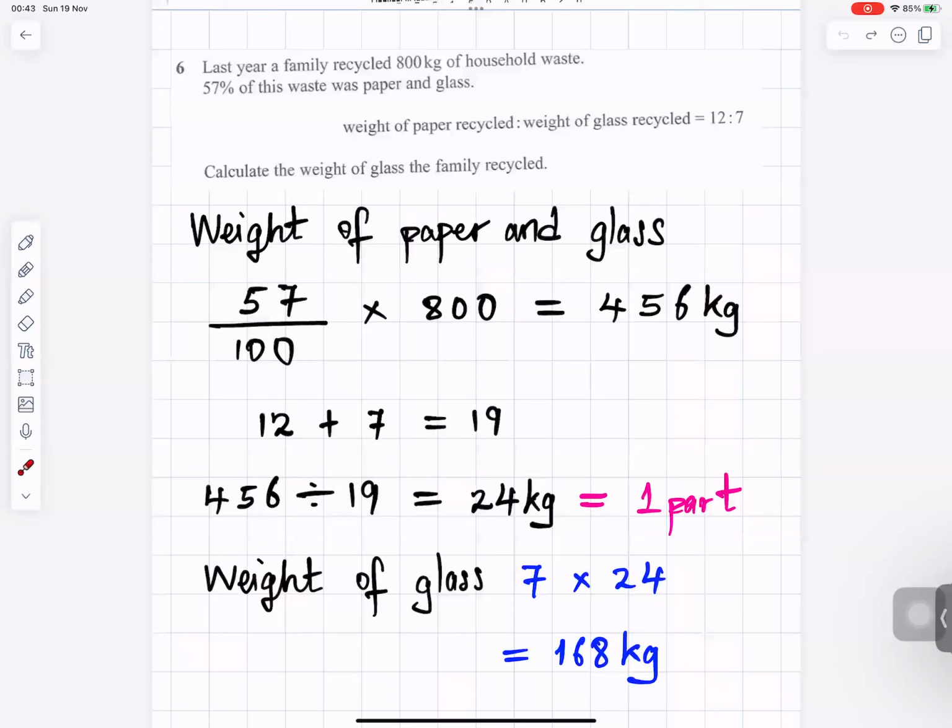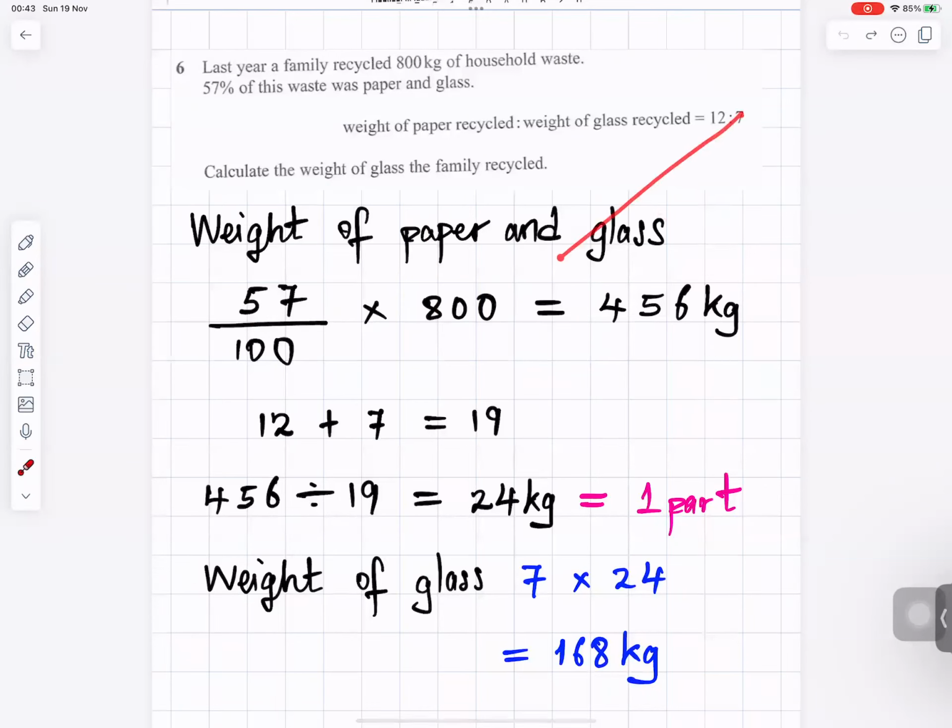57% of this waste was paper and glass. The weight of paper recycled to the weight of glass recycled is 12:7. Calculate the weight of glass the family recycled. So you want to find 57% of 800. That gives you 456 kilograms. So that's the weight of paper and glass.